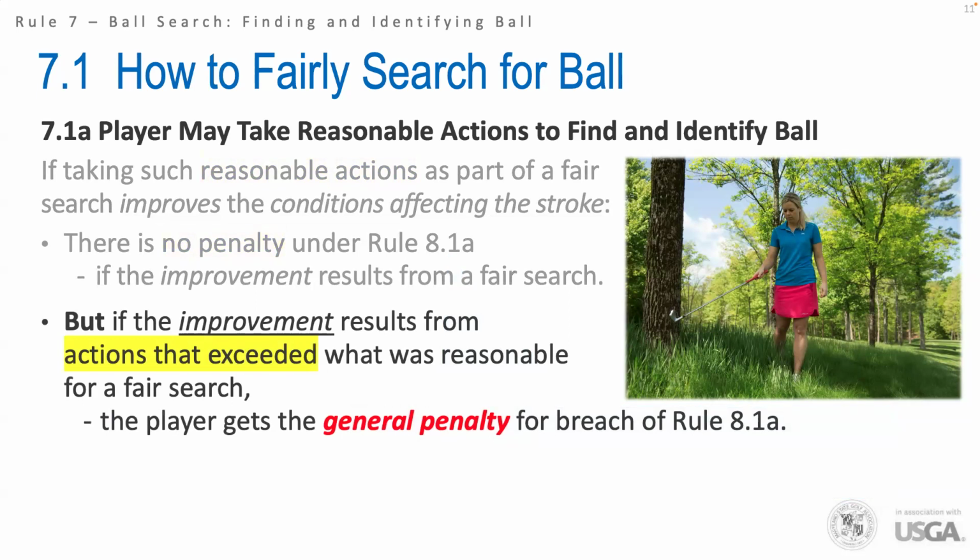So an example of actions unlikely to be part of a fair search: maybe flattening an area of tall grass beyond what is reasonably necessary to look for a ball in a place where you think it might be, or removing something growing from the ground, or breaking a tree branch to get to a ball when it could have easily been reached without doing those things. So that's a couple of examples that the rules see as unlikely to be part of a fair search.